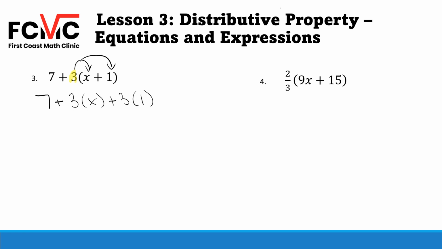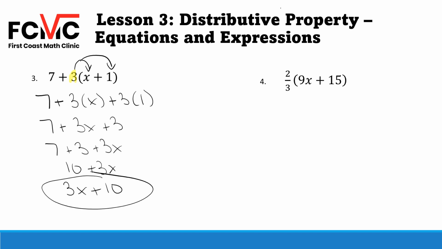All right, so I'm going to bring down the 7 plus 3x plus 3. Group our like terms, 7 plus 3, plus 3x, and I get 10 plus 3x. I like putting the x term in front, so 3x plus 10 is going to be our answer. And remember, when you see something like this, you've got to do the multiplication first. So we've got to distribute that 3 first before we do anything with that term that we're adding here.